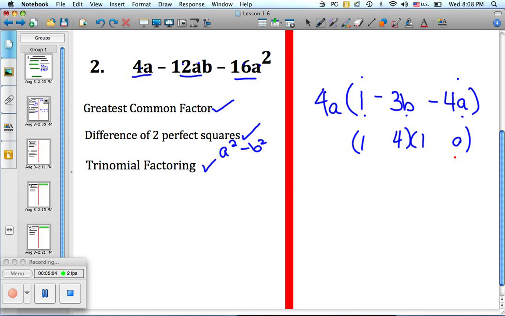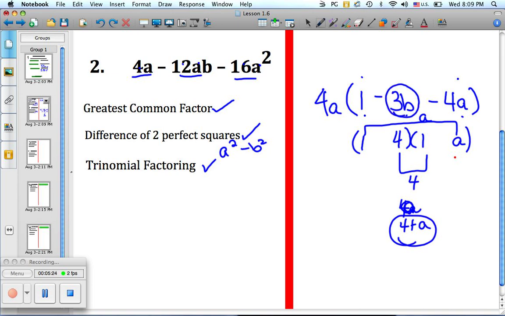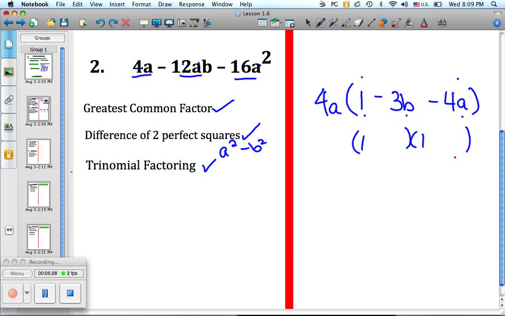4, and a. If I build my bridge and I build my tunnel, I get 4a. Oops, sorry, I don't get 4a. I get 4 plus a. Is that my middle term? No. So this can't be trinomial factored. Let's erase all that. So this is your final answer.